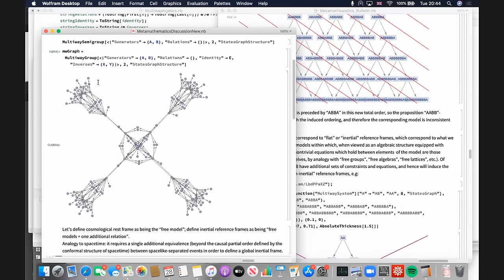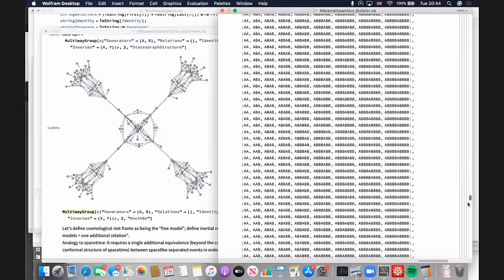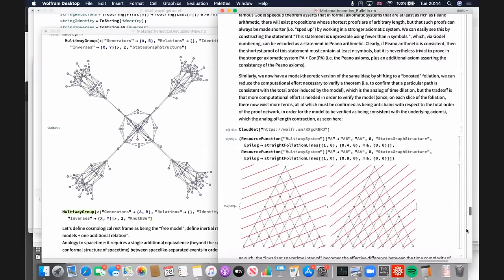No, I was just going to say, obviously we have the model of the free group, and we also have the model of the maximally non-free group. Well, in fact, I have a picture here somewhere.